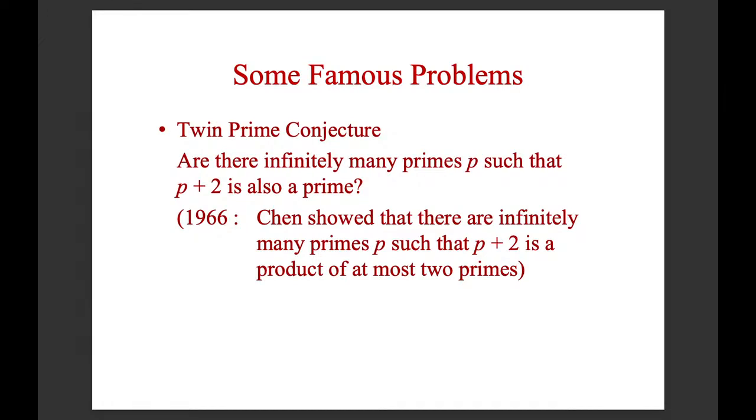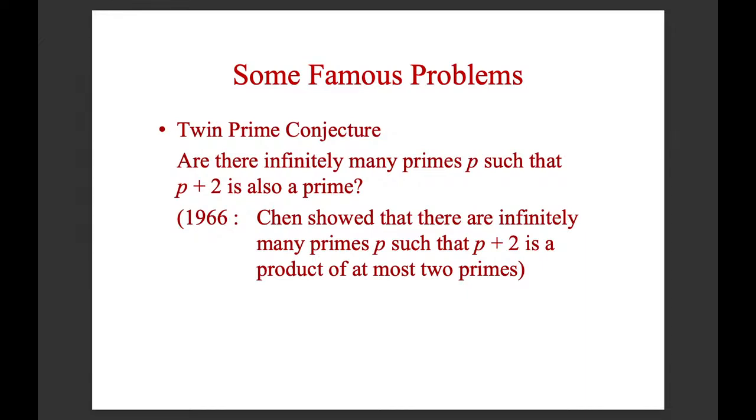So are there infinitely many primes P such that P plus 2 is also a prime? If it happens, then these two primes are called twin primes. For instance, 3 and 5, they are twins. Now, why do we call them twins? Because they have values which are very close to each other, just like twins.